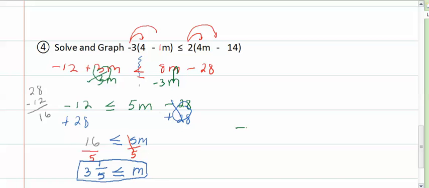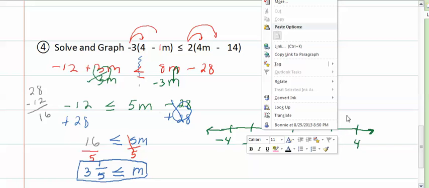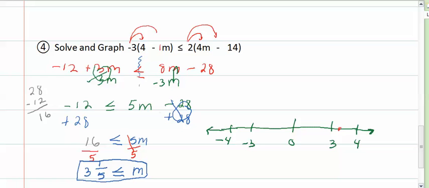Draw my number line. Here's my 0. I'm going to go ahead this time and write a 3 and also a 4. And on the other side, I'll go ahead and put a negative 3 and a negative 4. Okay, I begin at 3 1/5. Well, here's 3, and it's just a little bit beyond 3, so I'm just going to go ahead and estimate and say it's about right here, and it's going to be a solid circle because there's a line under it.